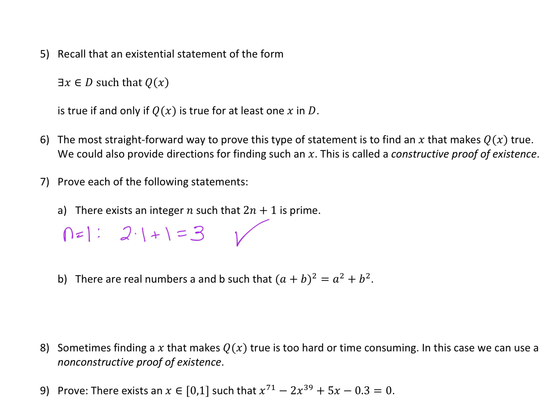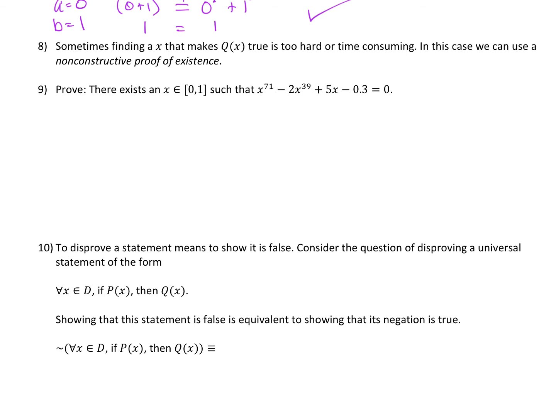So let's consider a equals 0 and b equals 1. So (a plus b) squared would be (0 plus 1) squared. Does that equal 0 squared plus 1 squared? And we get 1 equals 1. Check. There is an a and a b that can make that true.